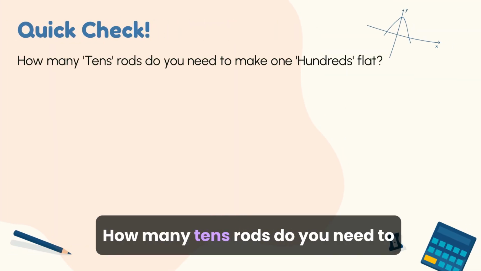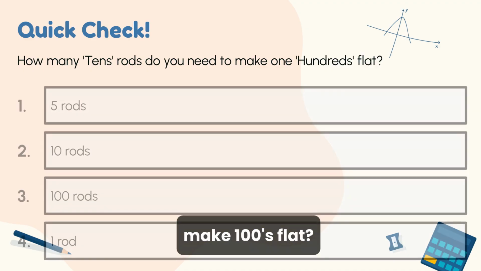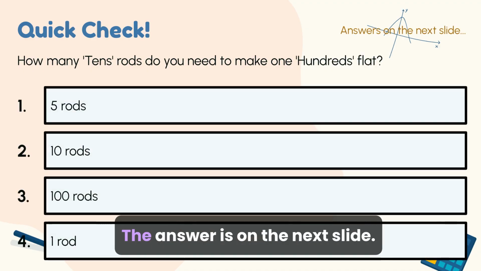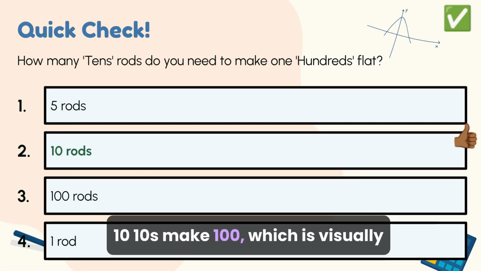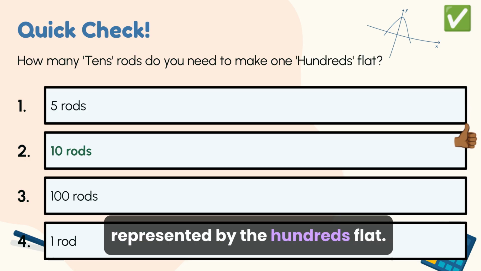Quick check. How many tens rods do you need to make a hundreds flat? Choose from the options below. The answer is on the next slide. The correct answer is 10 rods. 10 tens make 100, which is visually represented by the hundreds flat.